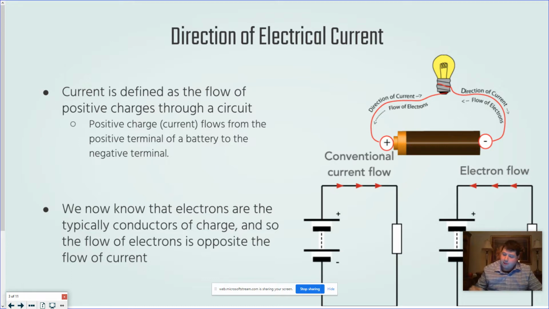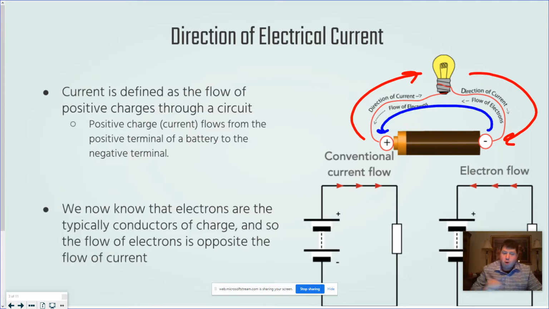And so if you have a circuit set up here, current will flow out of the positive terminal of a battery this way and then back into the negative terminal. But because electrons are negative, they'll flow the exact opposite way. Electrons will flow from the negative terminal to the positive terminal. This is just a sign convention. It's just a historical thing. So just know that current flows from positive to negative, or high to low potential, whereas electrons will flow from low to high potential. They will flow the opposite way.